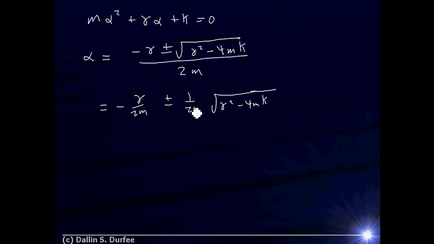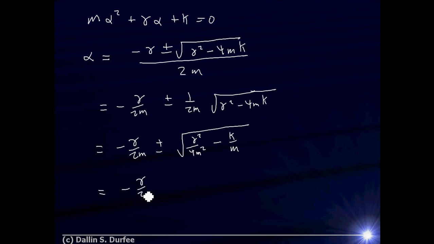All right? If you don't mind, let's bring this inside the radical. So minus gamma over 2m plus or minus the square root of, we have to square it to bring it in, right? So that's gamma squared over 4m squared minus, if I divide by 4m squared, this is just going to be k over m, right? So this is just minus gamma over 2m plus or minus the square root of gamma squared over 4m squared minus omega squared.